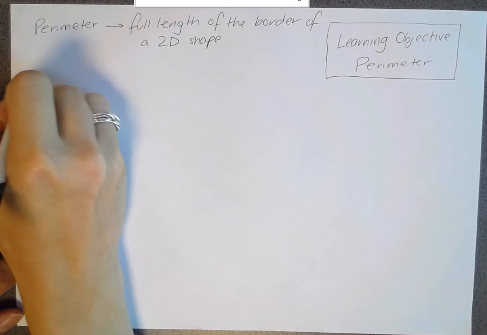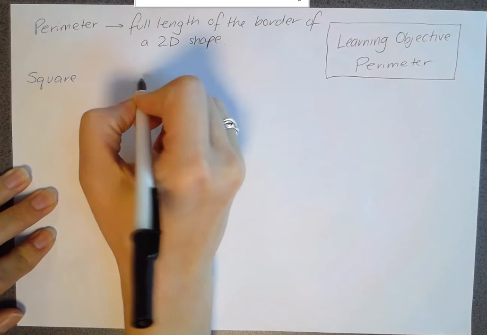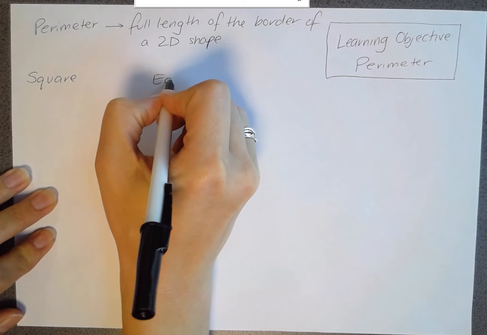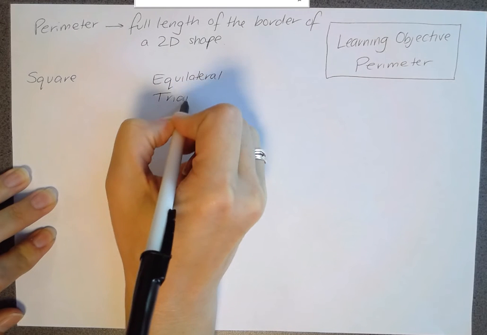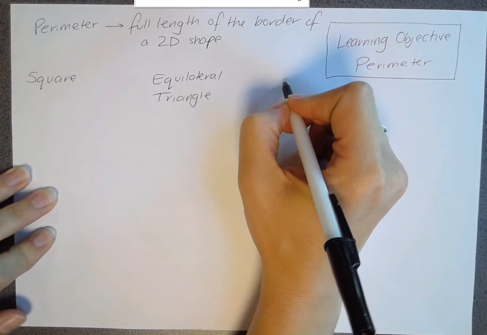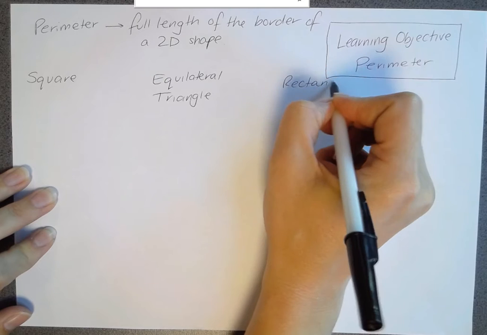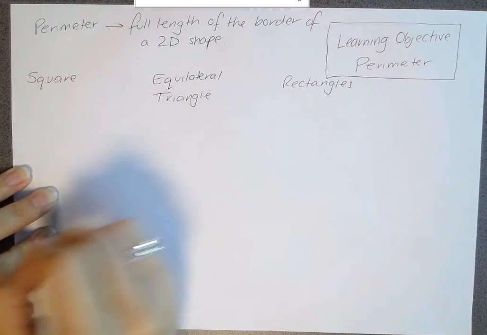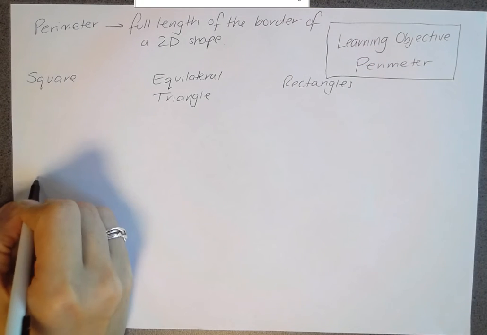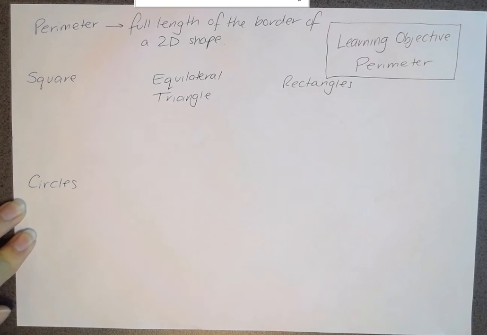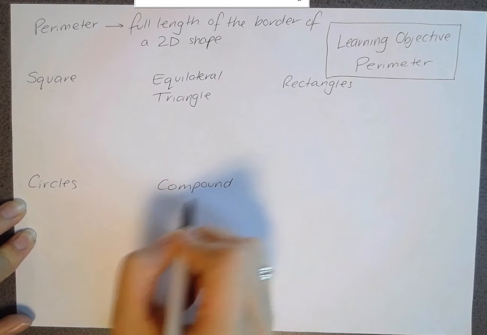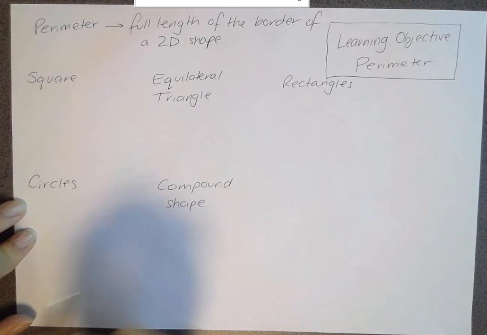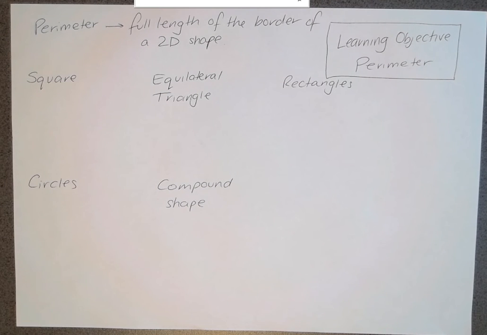We have lots of different shapes, okay? We're used to these. We have squares, we have equilateral triangles. We are going to look at rectangles. We are going to look at, let's put it down here, circles, and we are going to look at compound shapes. Compound shape is just a shape that isn't just a simple rectangle. It might be made up of a number of different things.